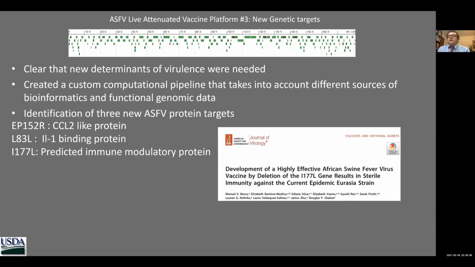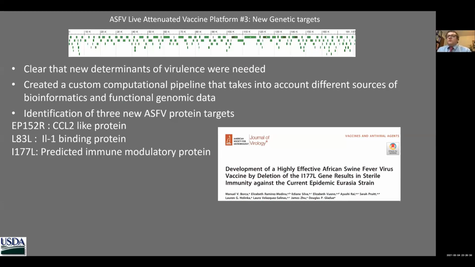So it became pretty clear, looking at all the historical determinants of virulence and deletions, that we need to find new genetic targets in African Swine Fever, Georgia. So here we created a custom computational pipeline that takes into account different sources of bioinformatics and functional genomic data.